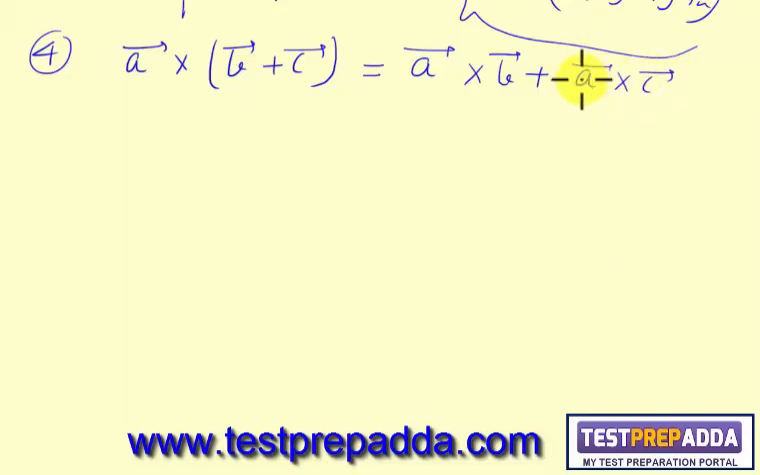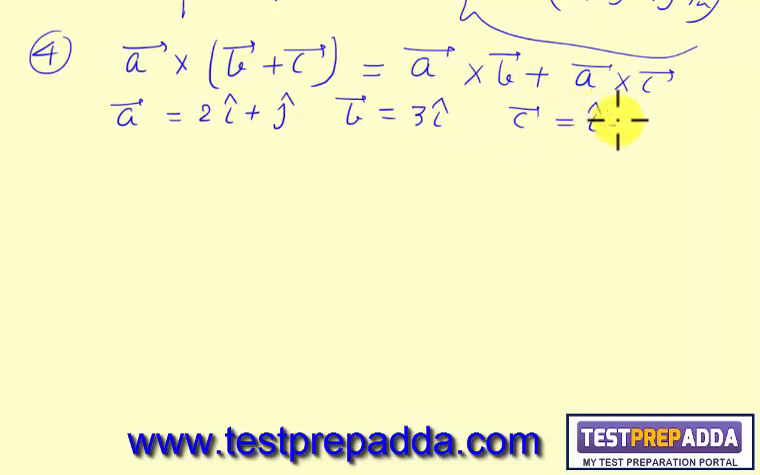And to check this, I will take three vectors. For example, vector A as 2i plus j cap, vector B as 3i cap, vector C as i plus 2k cap. So what do we do first? First we will find vector B plus vector C, and it comes as 4i cap plus 2k cap. You can see 3i plus i is 4i, plus 2k. B plus C, this way we got.